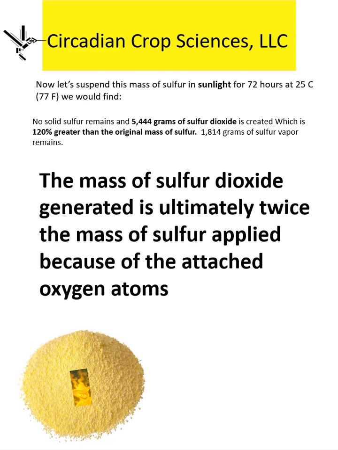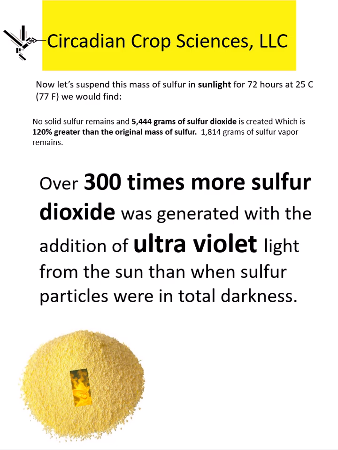The mass of sulfur dioxide generated is ultimately twice the mass of sulfur applied because of the attached oxygen atoms. Over 300 times more sulfur dioxide was generated with the addition of ultraviolet light from the sun than when sulfur particles were in total darkness.